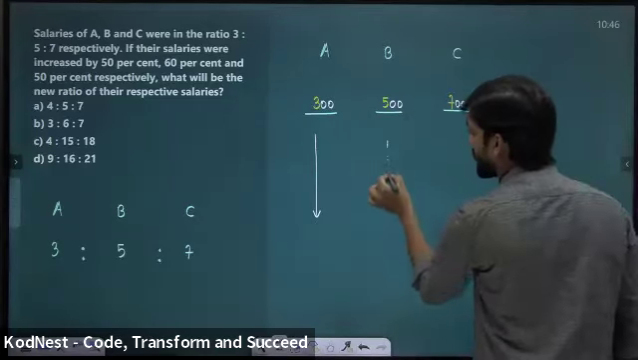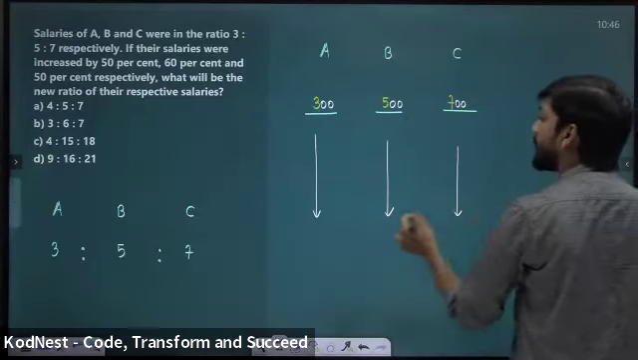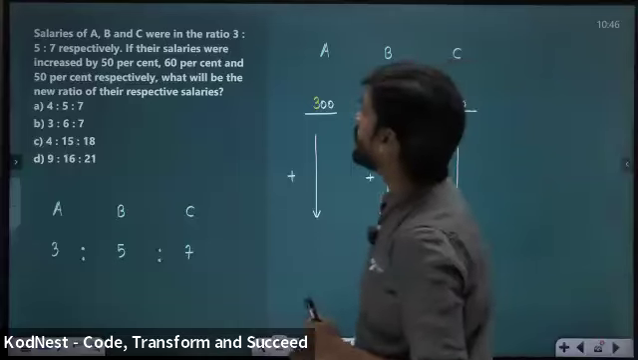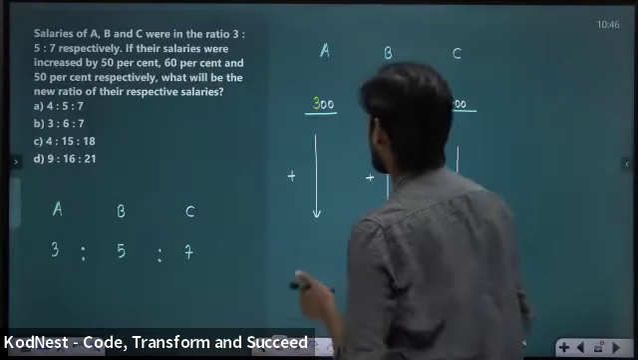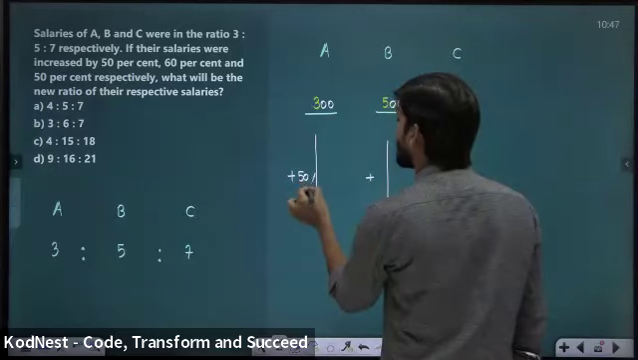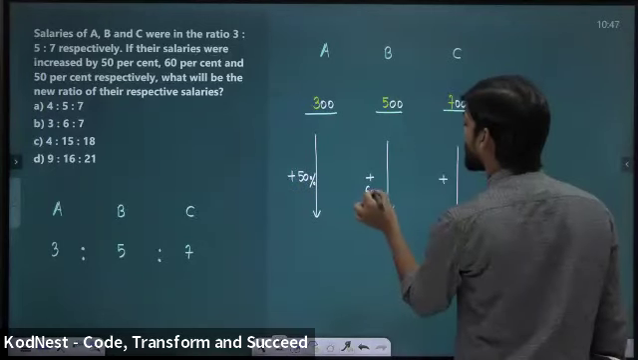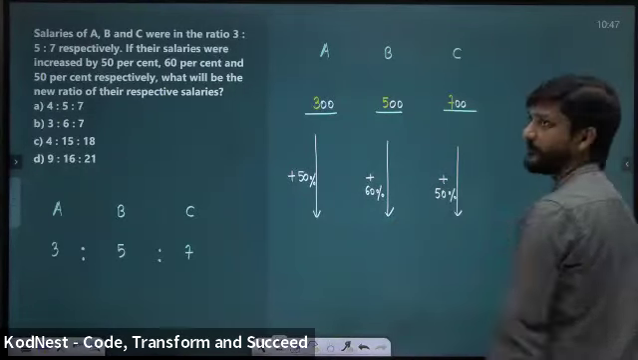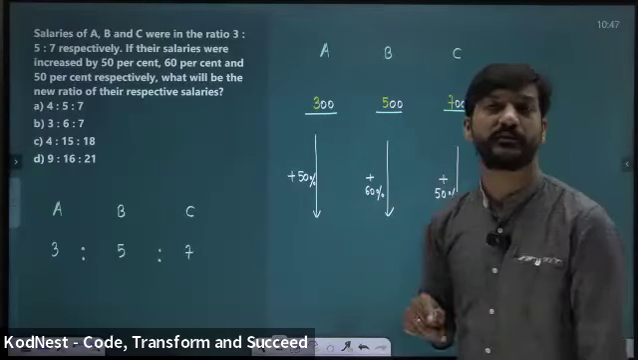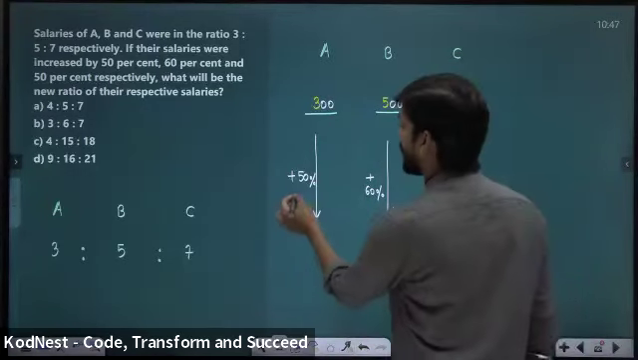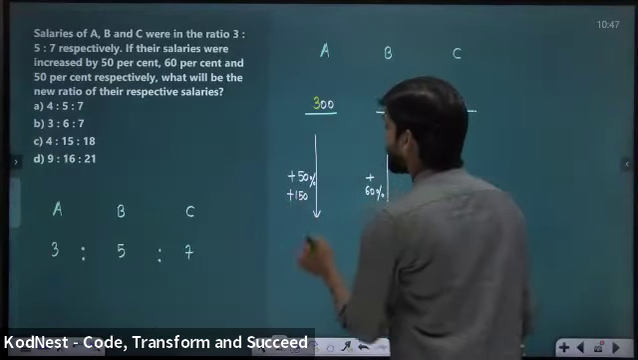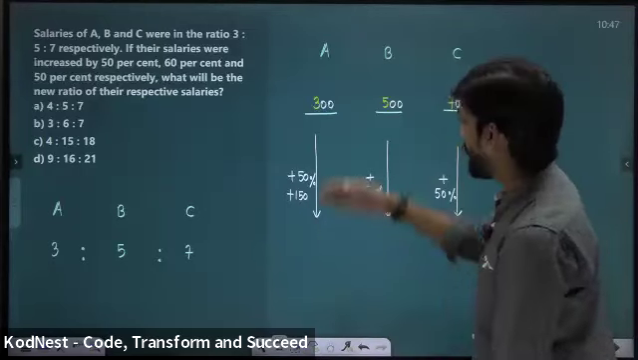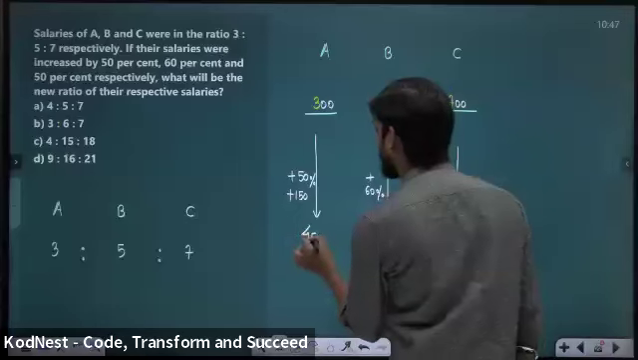Next, as per the question, the salaries are increasing by 50%, 60%, 50%. So this salary will increase by 50%, this will increase by 60%, and this will increase by 50%. 50% means half. What is half of this? Half is 150. So with a 50% increase, what is the new salary? 300 plus 150 will be 450.